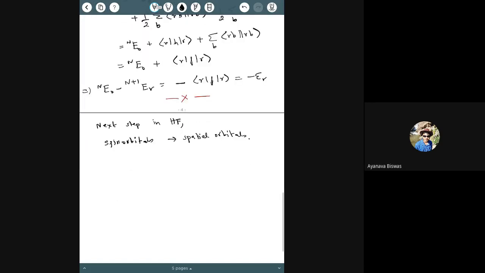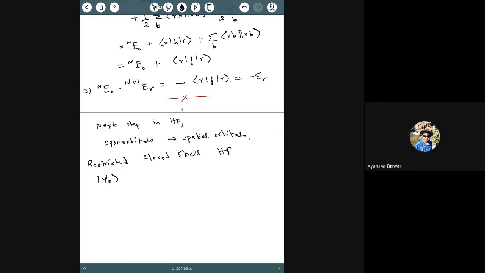And the derivation that we have done before, and also the one I'm recapping now, is the restricted closed shell Hartree. We will talk about the unrestricted, but after the test. Okay. And what does the restricted closed shell Hartree mean?